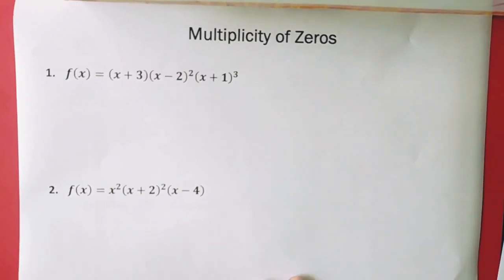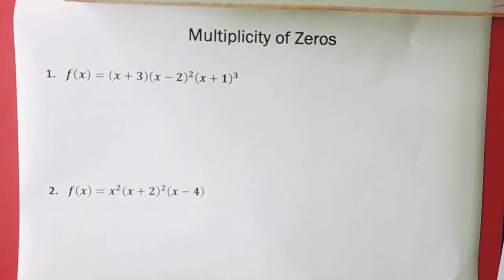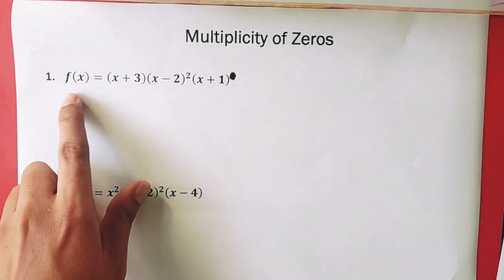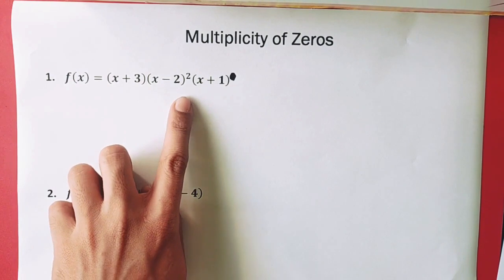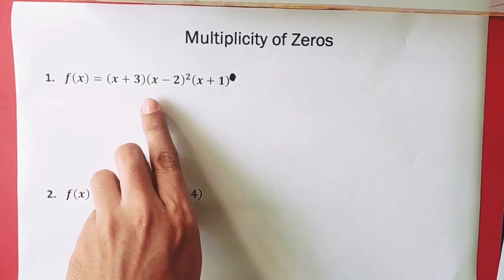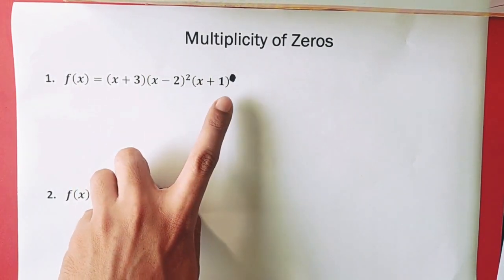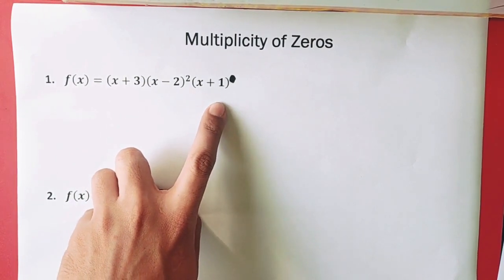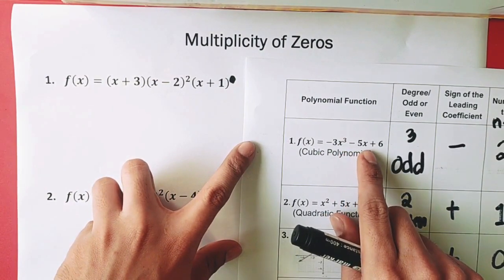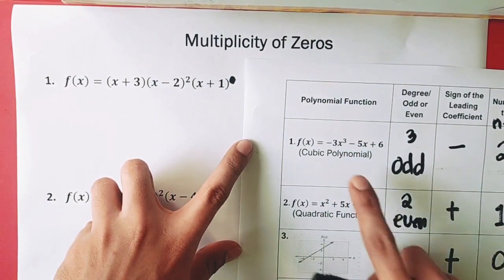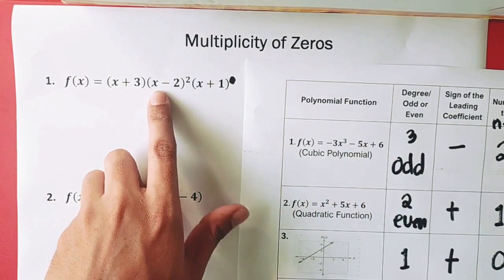We have also what we call multiplicity of zeros. This multiplicity of zeros will help you graph polynomial functions easily. Now, the function given is f of x equals x plus 3, x minus 2 squared, and x plus 1. This given is in factored form. This given is in standard form. Again, this is standard form, this is factored form.